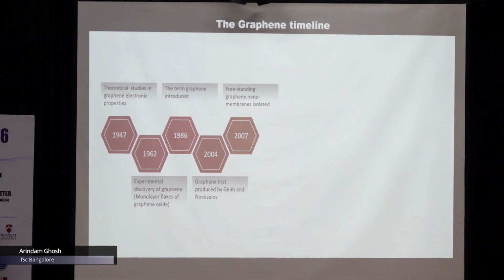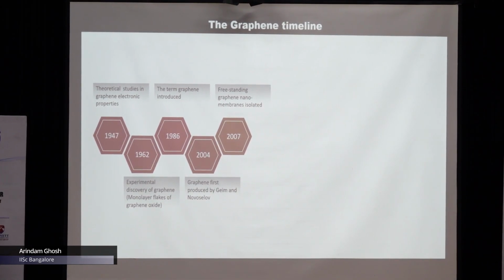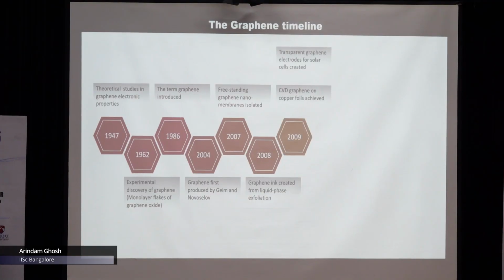2007, graphene was made flat. It was suspended and removed from the surface substrate. 2008, we had the first ink of graphene. People started understanding that if you put a large amount of graphene, you can get printable electronics, and that was an extremely important step. 2009, something tremendous happened.